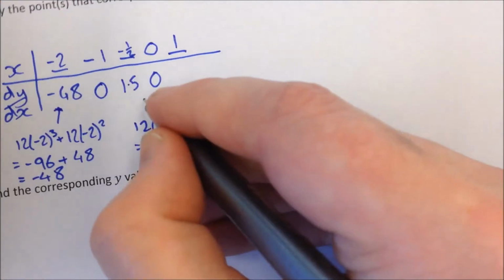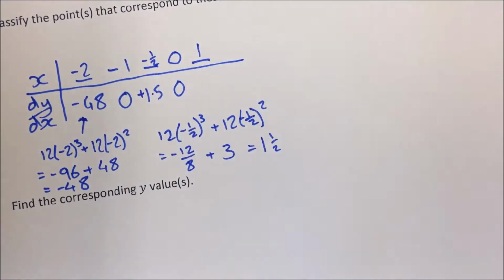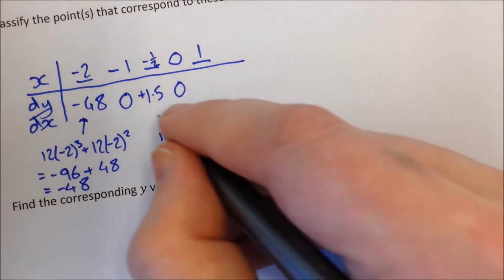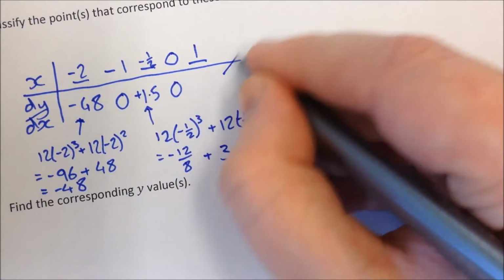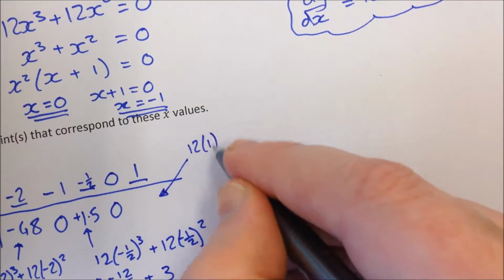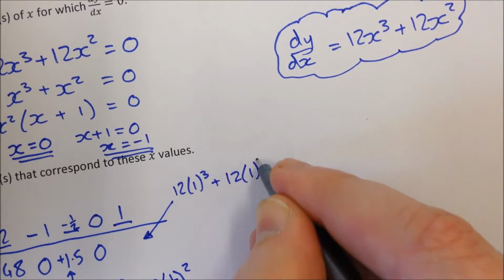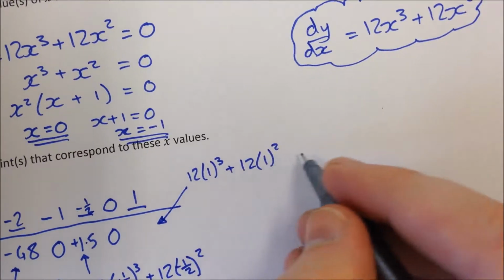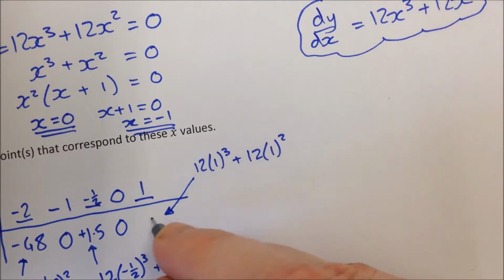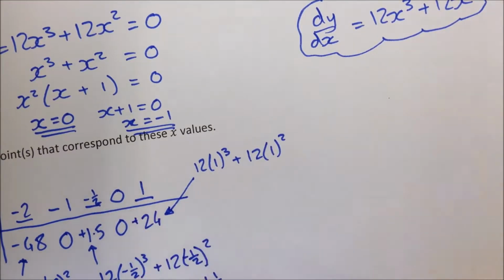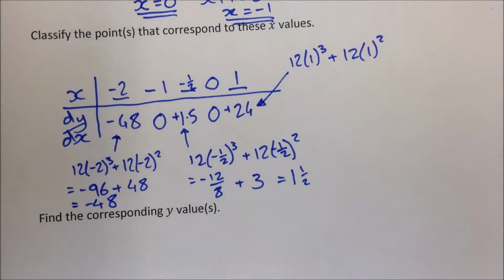The important thing is that it is positive. It doesn't really matter what the value is. So that's where I got that one from. And the last value is this one here. So I'm going to go 12 lots of 1 cubed plus 12 lots of 1 squared. 1 cubed and 1 squared are both 1, so that's 12 plus 12 is 24, and the important thing is it's a positive.